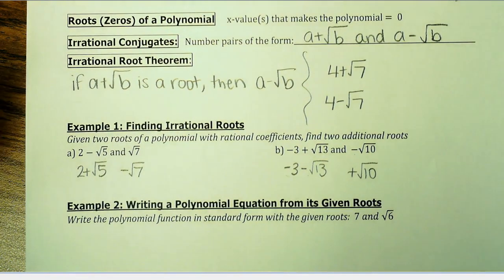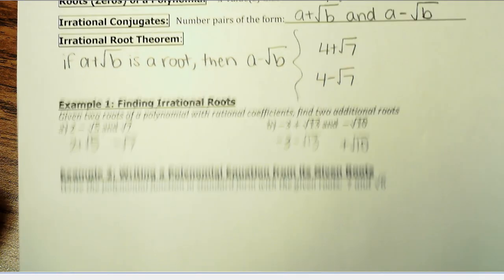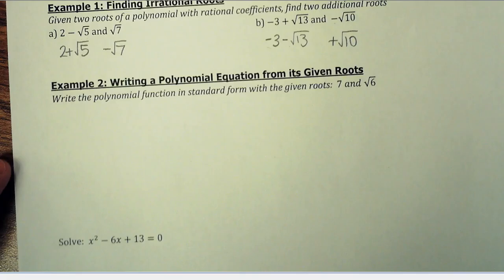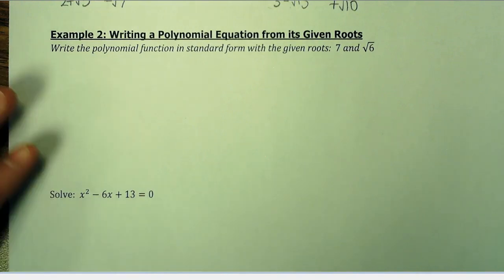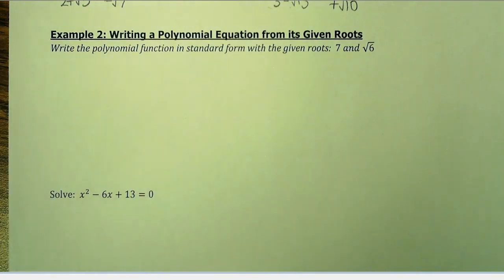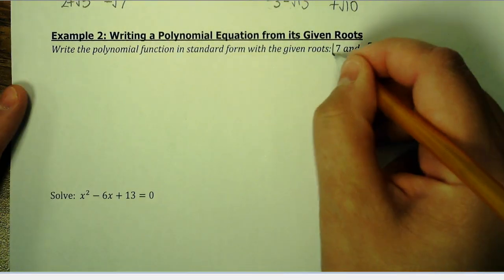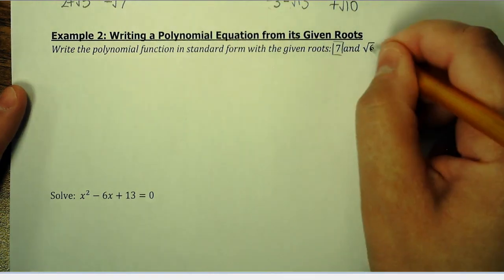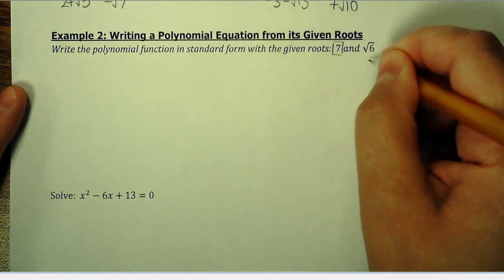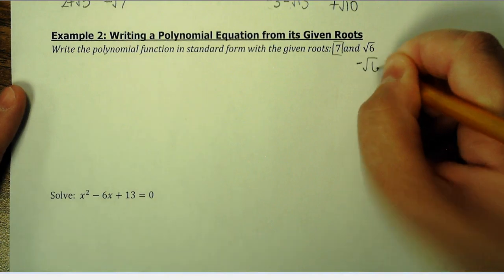Okay, now the ultimate goal of working through this is going backwards and using the roots to write the polynomial equation. So instead of starting out with the equation, we're going to start out with the answers basically. So 7 is a root. Don't do conjugates with plain numbers. If positive square root of 6 is a root, then automatically negative square root of 6 is a root.